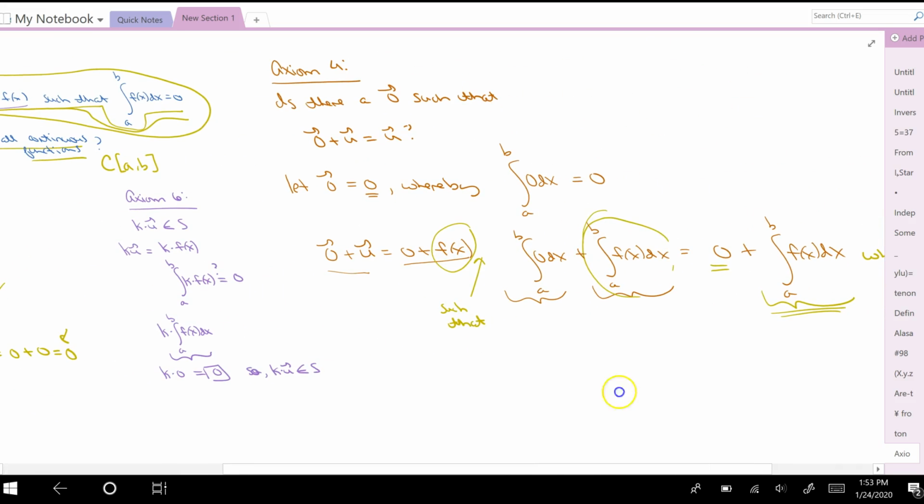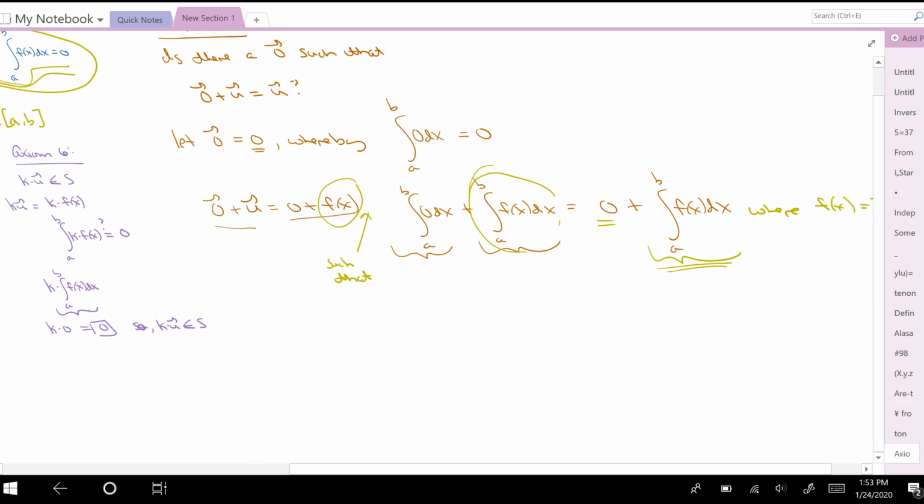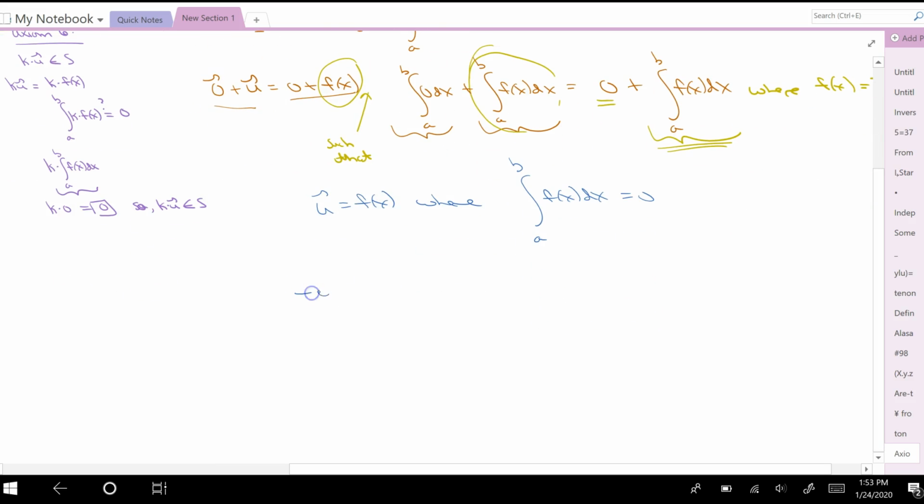Okay? And finally, axiom 5, right? Is there a negative u? Okay, well, let's see. Negative u, let's define it. u is equal to f of x, right? Where the definite integral from a to b of f of x dx equals 0. By extension, negative u would equal negative f of x, where the definite integral from a to b of negative f of x dx equals 0.